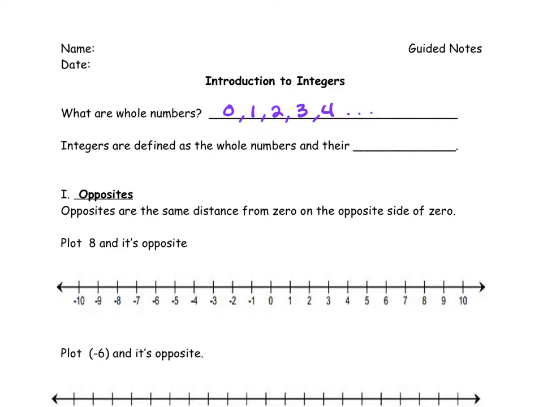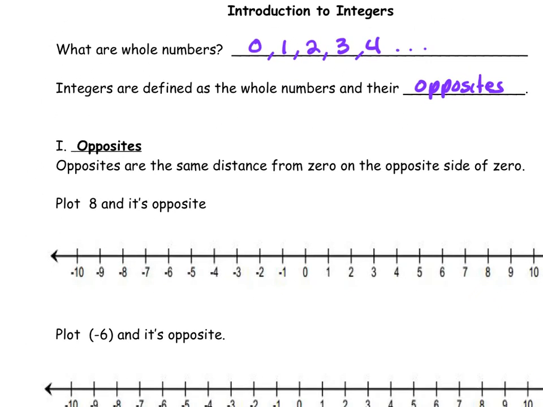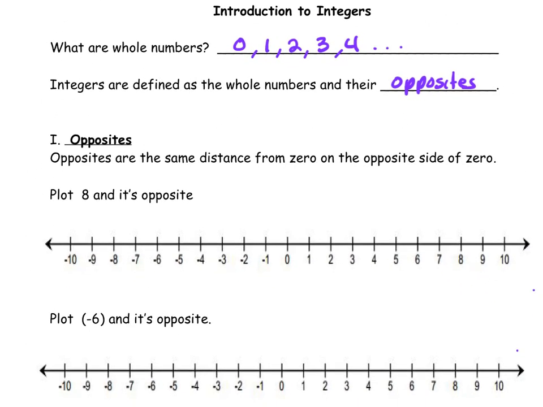Whoop, get my marker back. And so we want our opposites. So what are opposites? Well, opposites are the same distance from 0 on the opposite side of 0. So it's the same distance from 0, but just on the opposite side. So let me move this over, and we're going to try now doing what they request.